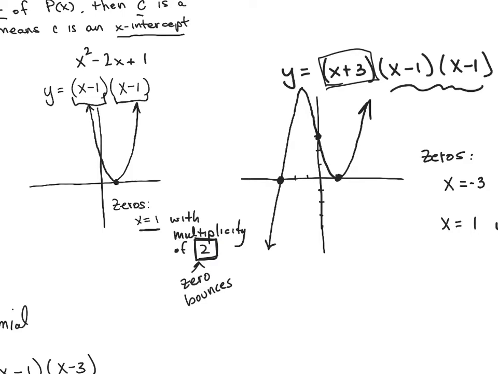So again, there are two different kinds of x-intercepts. The x-intercept can bounce off the x-axis if it has an even multiplicity, like this one, which comes from two identical factors, or the x-intercept can cross through the x-axis. That's if it comes from a single factor or if the multiplicity of the zero is odd.